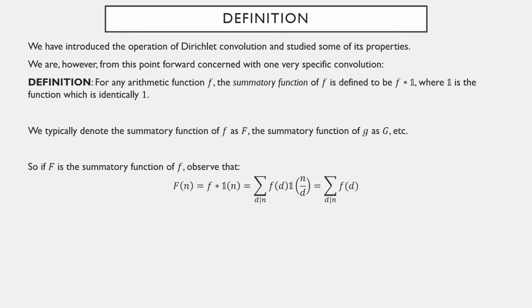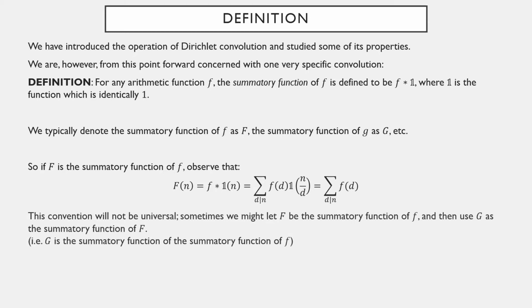So if capital F is the summatory function of f, well then capital F of n is the Dirichlet convolution of f with the 1 function. But this is a Dirichlet convolution, so we look at all positive factors of n and perform this summation. But now the 1 function is simply always equal to 1, so we don't really need to bother writing it. So the summatory function on n is the sum of the original function on all of the positive factors.